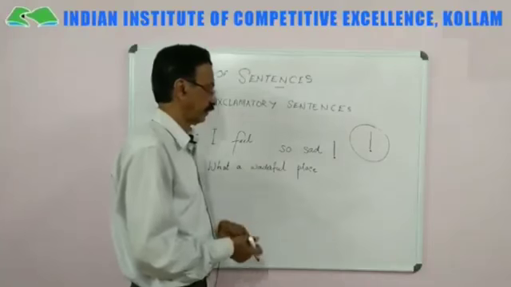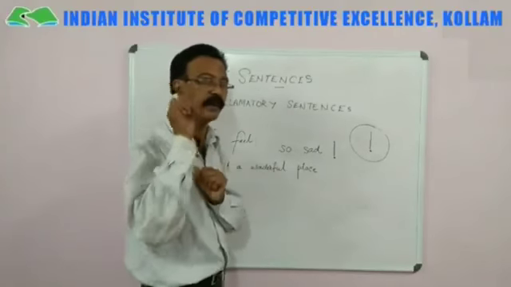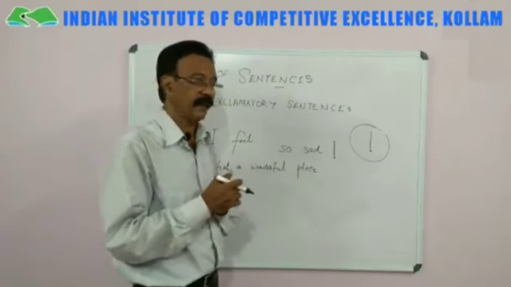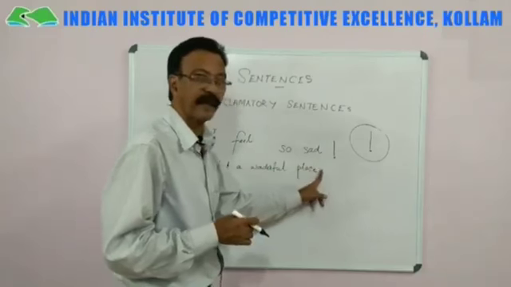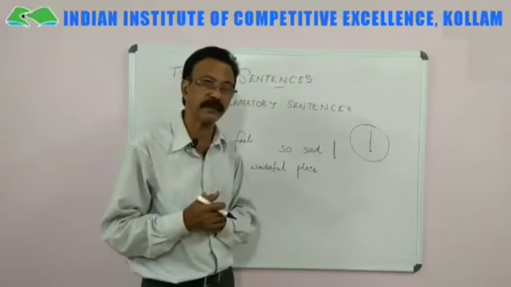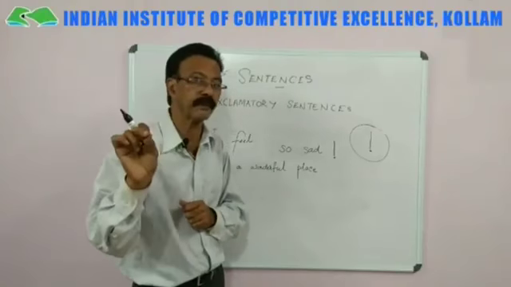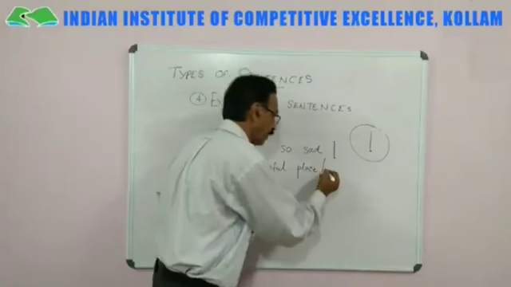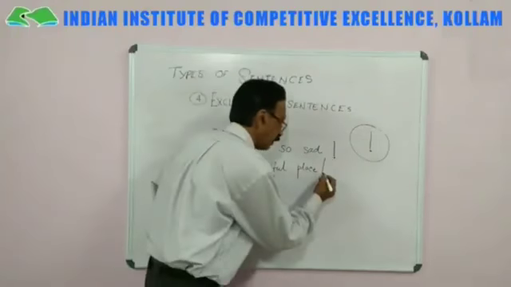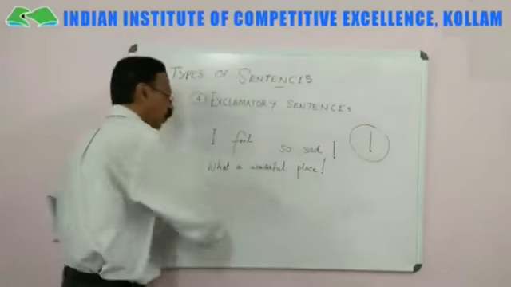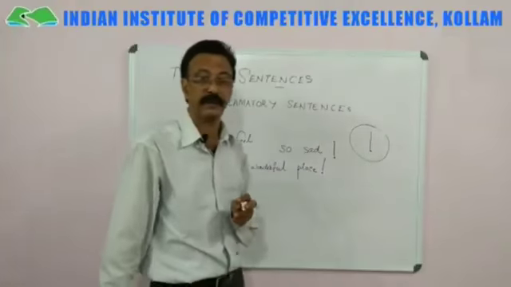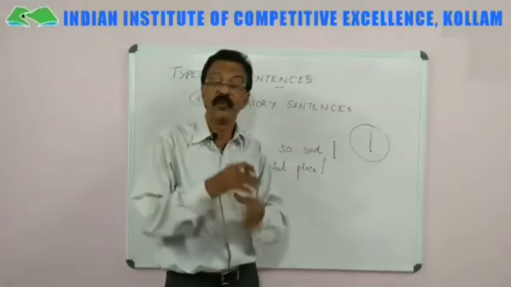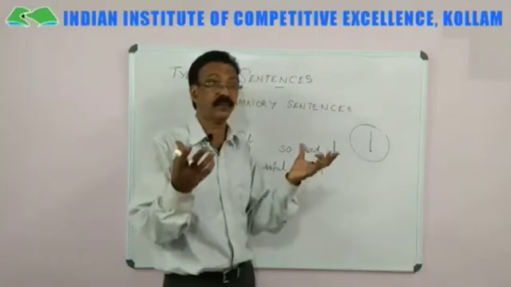What a wonderful place. Here, I didn't do anything. Exclamatory sentence has an exclamation mark. Is there an exclamation mark? No. So the sentence is not complete. So we have to make it complete with an exclamation mark. What a wonderful place! What a fantastic place! What a marvelous work!